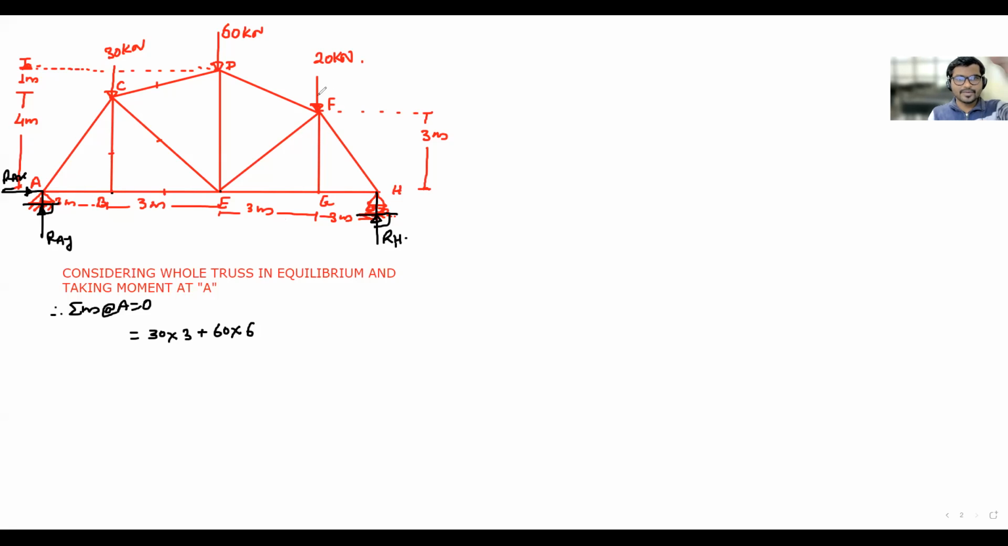Next 20 coming down, how it is going to rotate now? Clockwise. So that will be plus 20 into distance of this 20, 9 meters. 9 meters, exactly right.